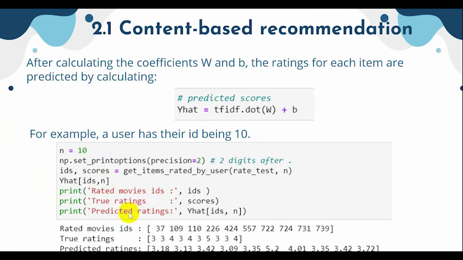After I get the weight matrix W, I multiply it by the TF-IDF score. In other words, I multiply it by X, and then I add the bias to get the predicted score, the predicted rating. And over here I show some predicted ratings and the true ratings and the corresponding index.